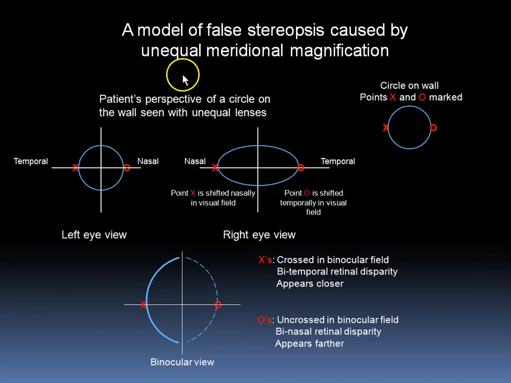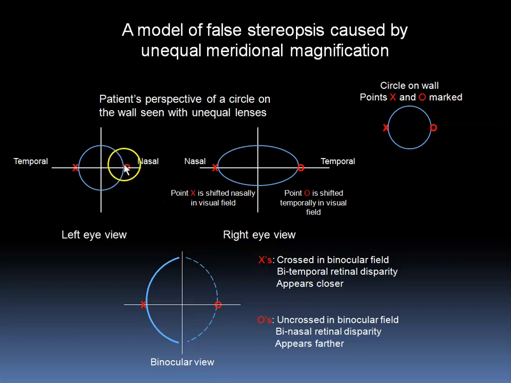Here we see a model of false stereopsis caused by unequal meridional magnification. From the patient's perspective, looking at a circle on a wall with unequal lenses, we show a circular image seen by the left eye and a horizontal oval image seen by the right eye. In this case, the point X, which is on the temporal retina of this eye, has a corresponding point on the other eye which is shifted more nasally than it should be because of the horizontal magnification.